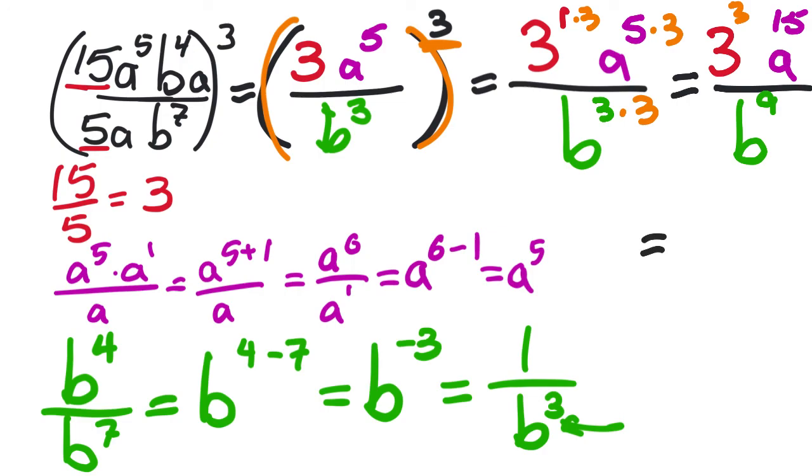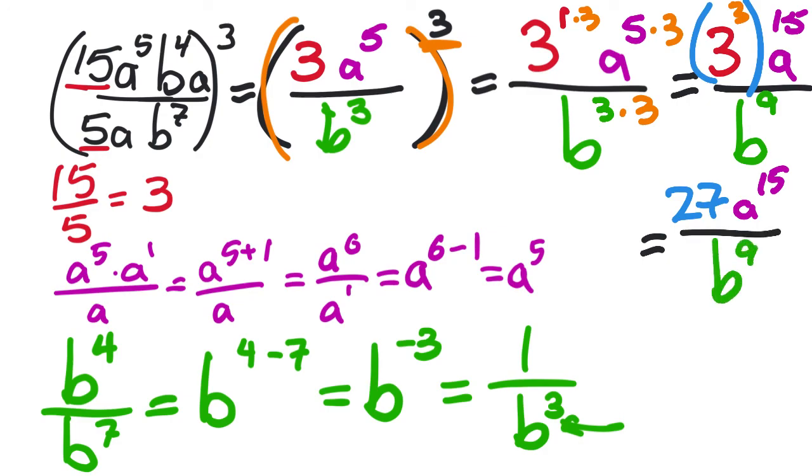But just so you understand on the homework, when you see a problem like this one, it may in some cases want you to evaluate numeric bases like this. And 3 to the power of 3, you can put that in the calculator, but you're going to end up with 27 either way. So the final answer for this one is 27A to the power of 15 all over B to the power of 9. This is the one that we want.